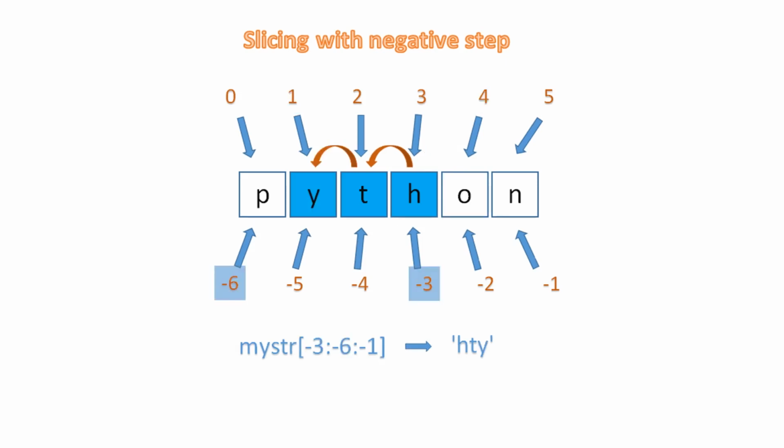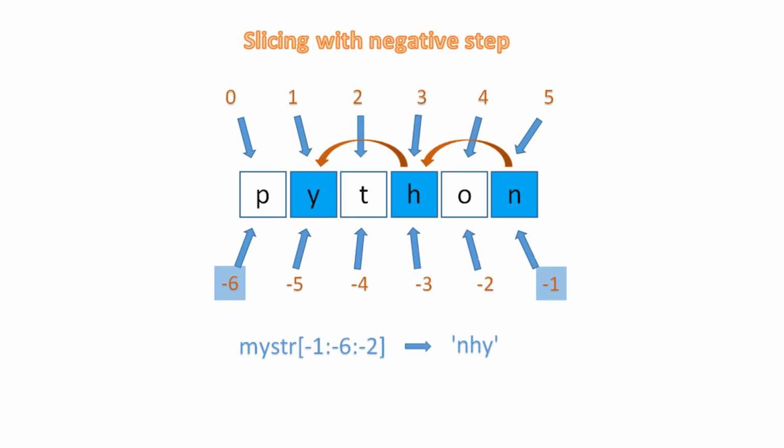Let's use negative indexes with negative step. In this example, start index is -3, end index is -6, and step is -1. So the output is HTY. In this example, start index is -1, end index is -6, and step is -2, and the output is NHY.